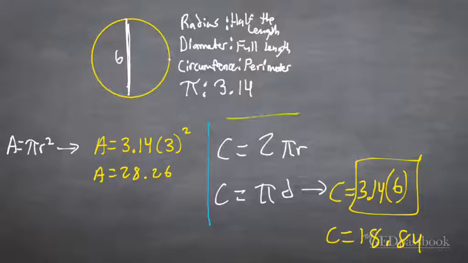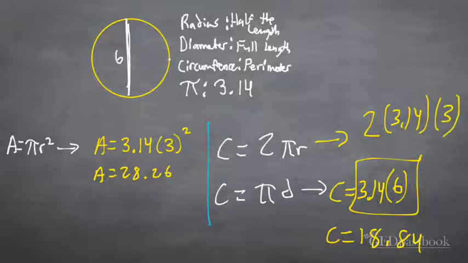So what if you wanted to use this formula? Well, you can. You just got to watch out that you used R, right? So you'll actually do 2 times 3.14 times R, which is my 3. That will give you the same exact answer. So either you decide to use the first formula or the second formula, it doesn't matter, as long as you make sure to put in the correct, either the radius or the diameter.